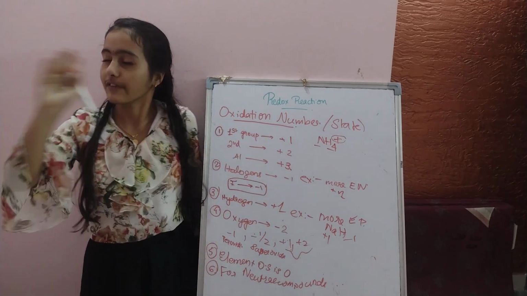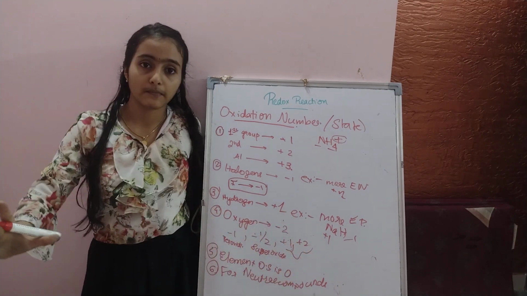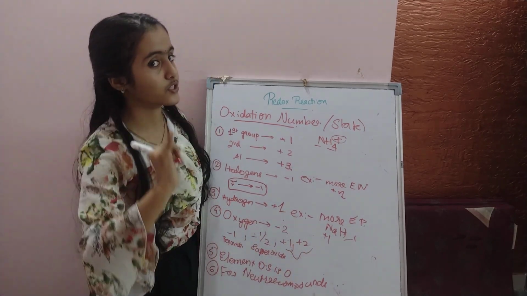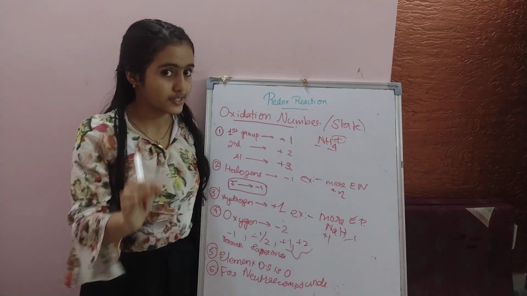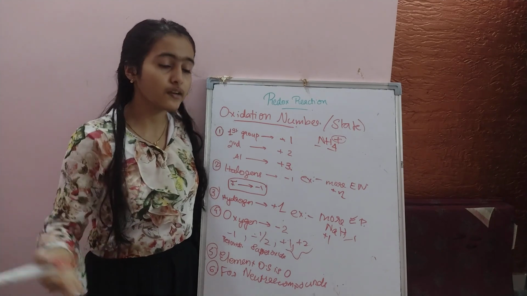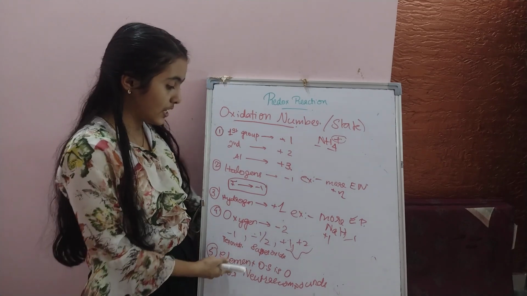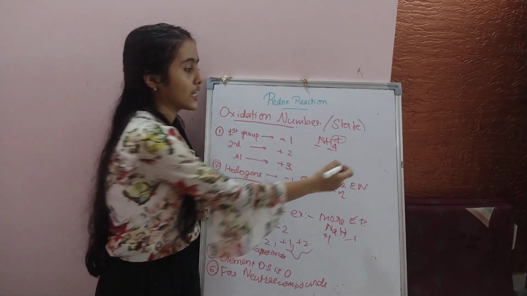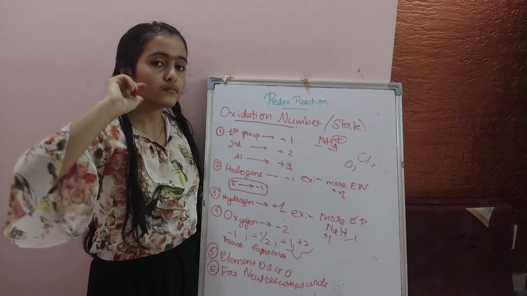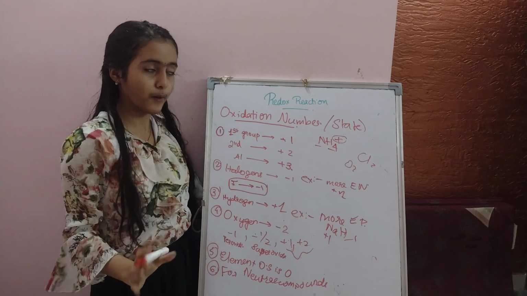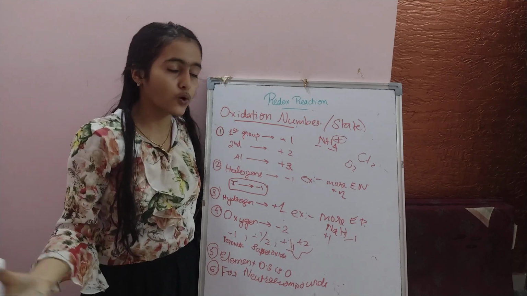Then oxygen. Oxygen is a very peculiar case. Oxygen usually has oxidation state -2, but in peroxides it has oxidation state -1. In superoxides it has oxidation state -1/2, and with a more electronegative element it has positive oxidation states also. See, oxygen is a very versatile element. Then for an element like chlorine, Cl2, the oxidation state is 0. For a neutral compound, the sum of oxidation states of each element will be equal to 0.